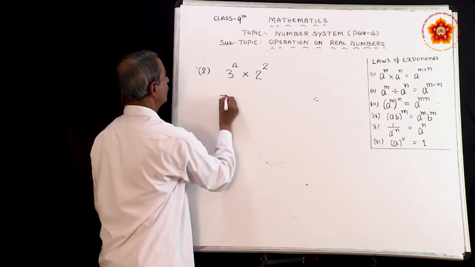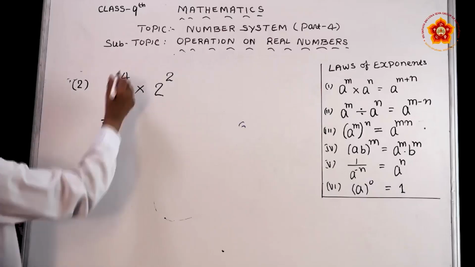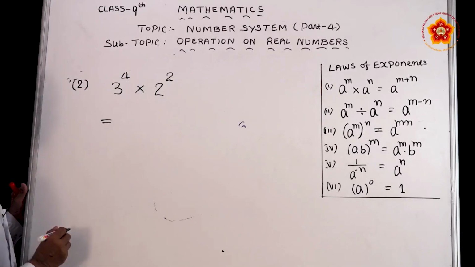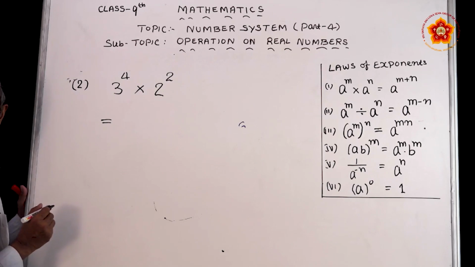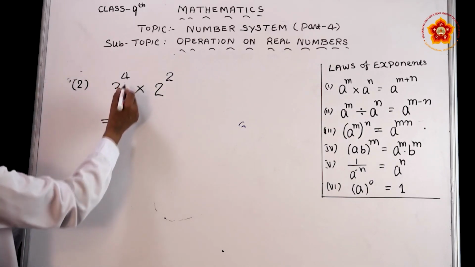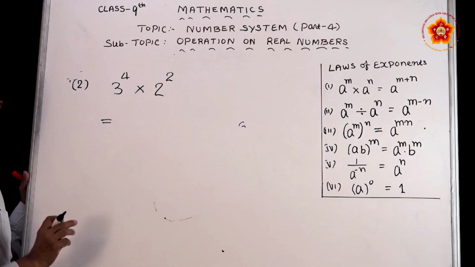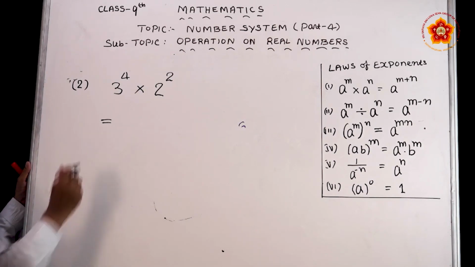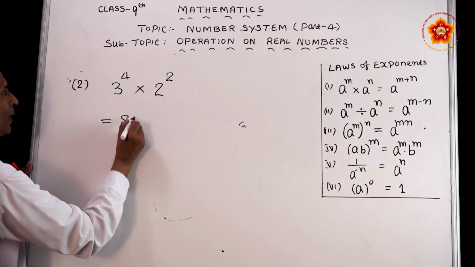Now you already know 3 to the power of 4 is nothing but you have to multiply 3 four number of times. Then what is the solution? We will get 81. 3 raised to the power of 4 is not equal to 3 into 4, but it is 3 into 3 into 3 into 3. 4 number of times you have to multiply. So the resulting answer is 81.